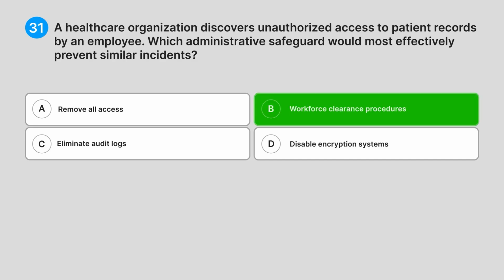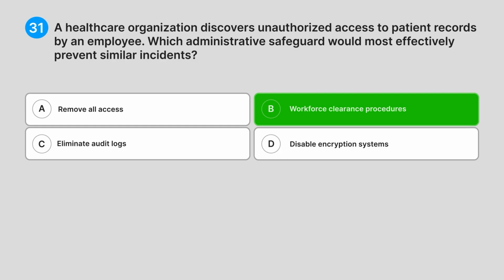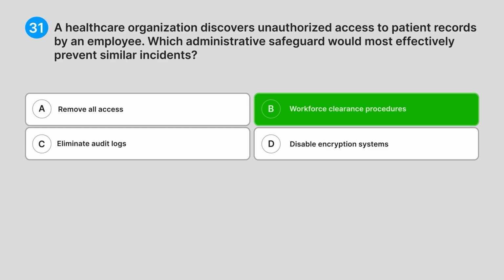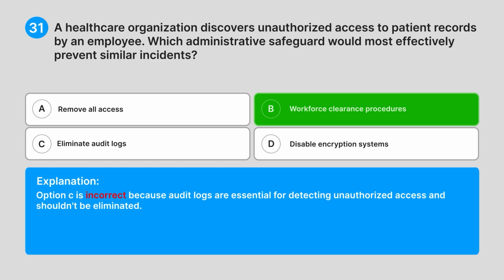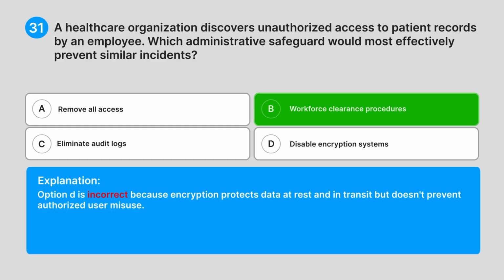Correct answer, B. Workforce clearance procedures. Explanation. Option B is correct because clearance procedures ensure appropriate background checks and access authorization based on job responsibilities, preventing unauthorized access. Option A is incorrect because removing all access prevents legitimate work while not addressing the root cause of inappropriate access. Option C is incorrect because audit logs are essential for detecting unauthorized access and shouldn't be eliminated. Option D is incorrect because encryption protects data at rest and in transit, but doesn't prevent authorized user misuse.